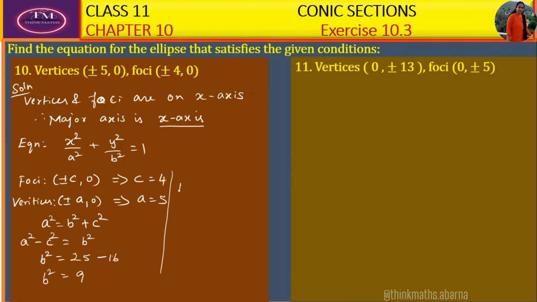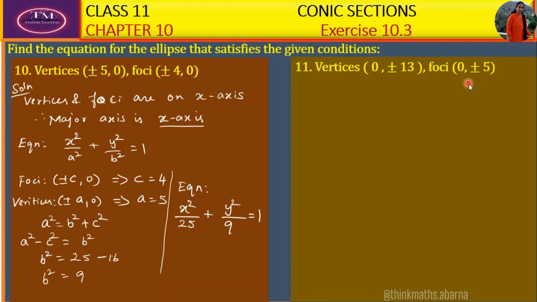So what is the equation? The equation required is x square by a square, which is 25, plus y square by b square, b square is 9, equal to 1. This is the required equation. Very simple, isn't it? Just find which is the major axis and the general equation, then get the values of a, b, c from the given conditions. Clear? Next one, vertices are 0, comma plus or minus 13 and foci 0, comma plus or minus 5.